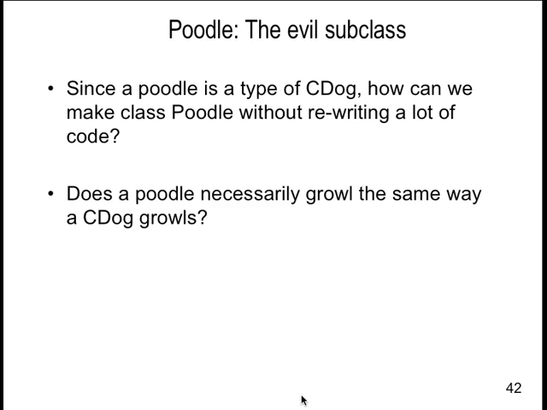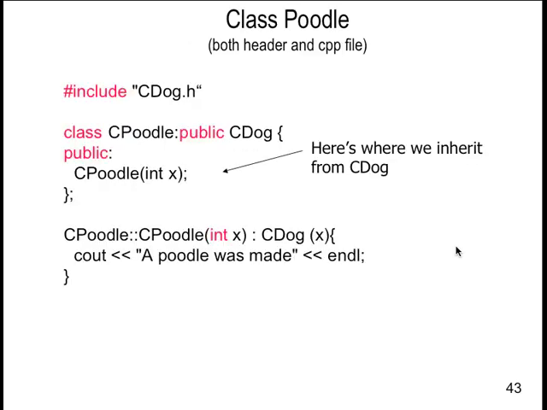So, does the poodle necessarily growl the same way as CDog growls? Well, if the CDog is a German Shepherd, probably not. Poodles, they go around yipping. Yipe, yipe, yipe. Irritating little dogs. I don't like poodles, actually.